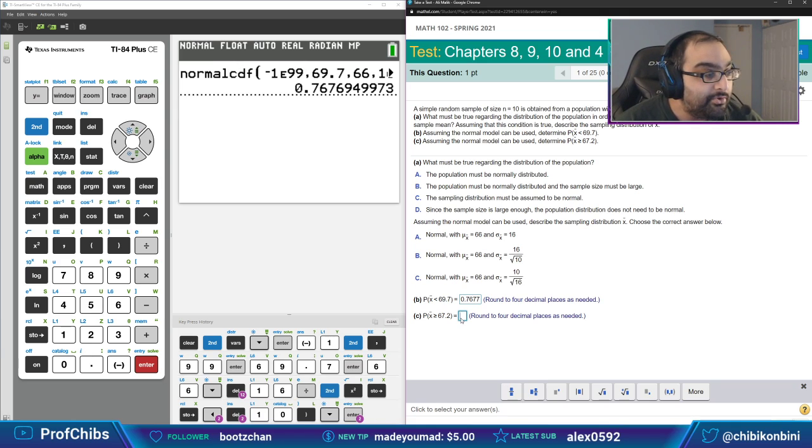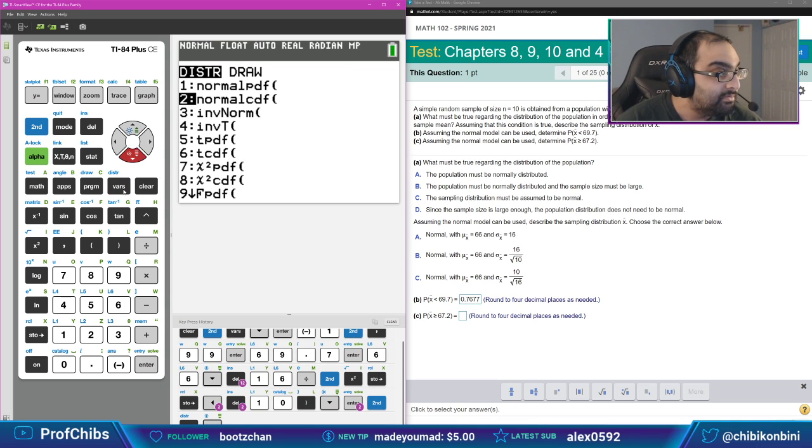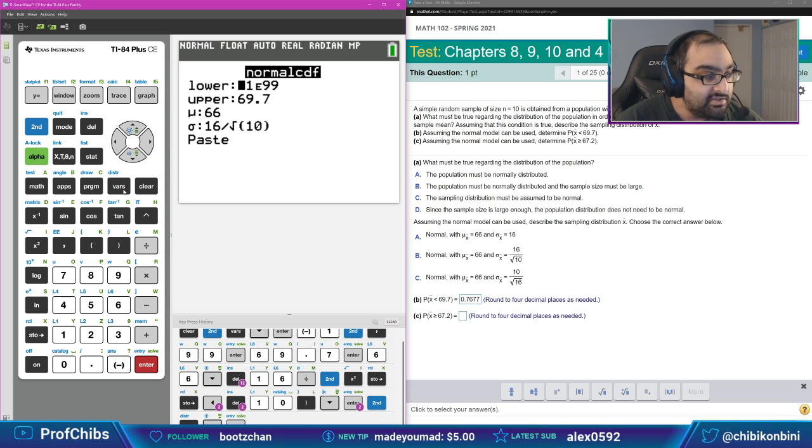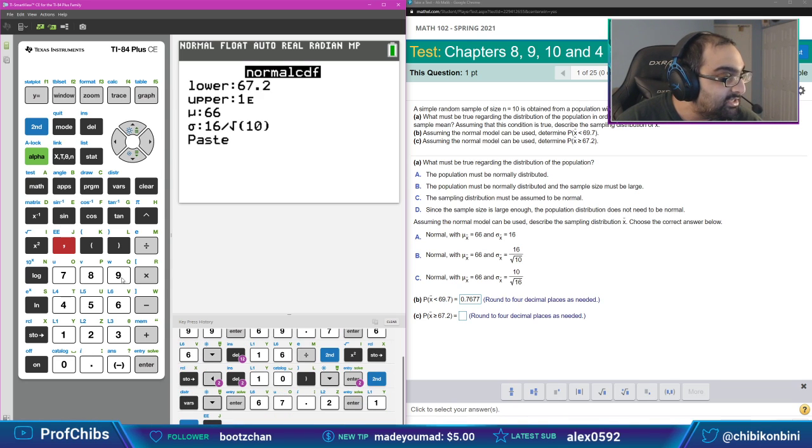Now, if you want the probability of the second one here, probability of x is bigger than or equal to 67.2, we want to repeat the same exact process. So second, vars, going to normal CDF. This time, though, since it's bigger than or equal to, we're going to hit 67.2 as our lower. Our upper here is going to be positive infinity, again, as far as positive infinity means on a calculator, which is 1e99. And keep the other two values exactly the same, 66 as your mean and 16 over the square root of 10, just like you had from part B.